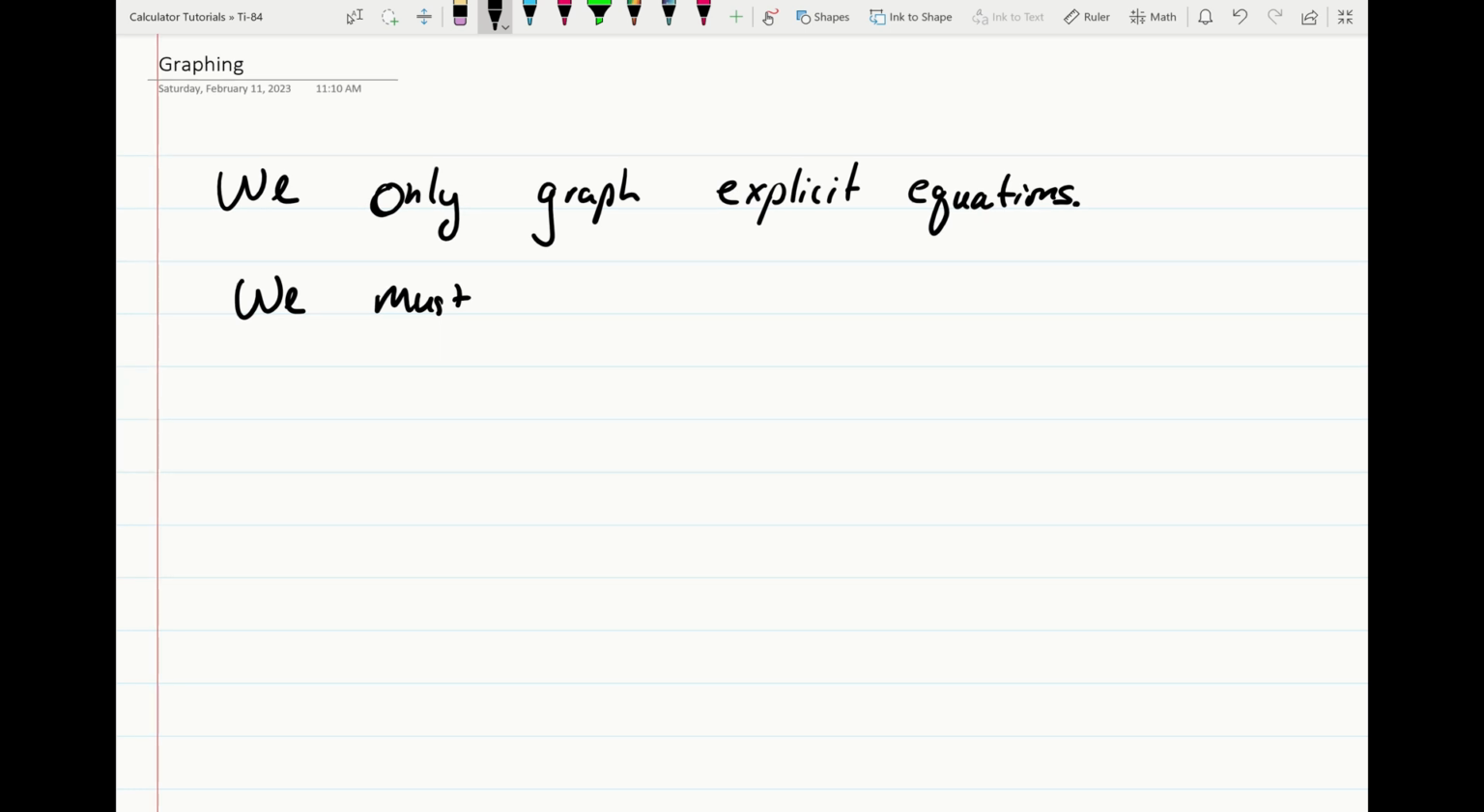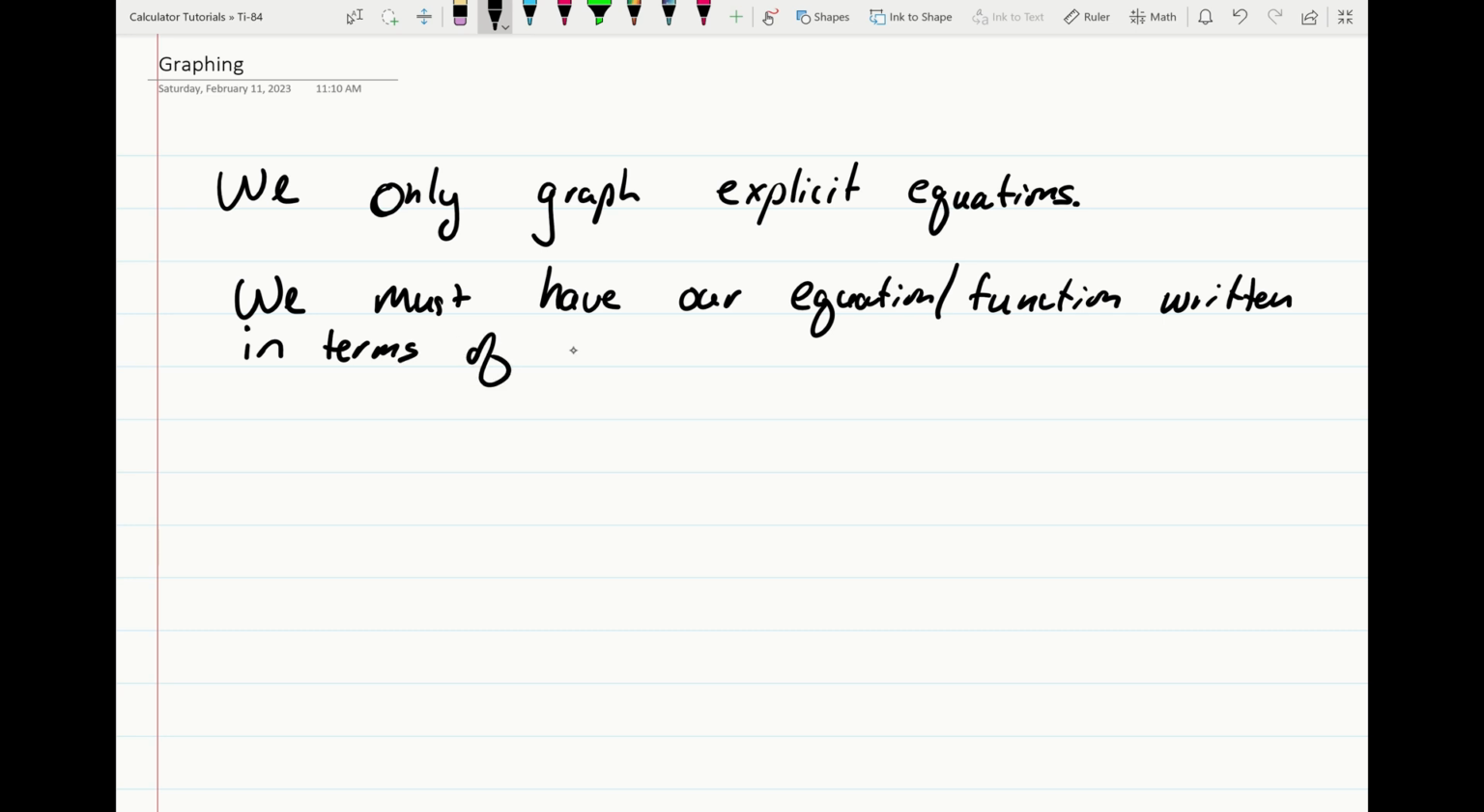So I'm just going to write this out. We must have our equation or function written in terms of one variable. Okay? So what that means is this.